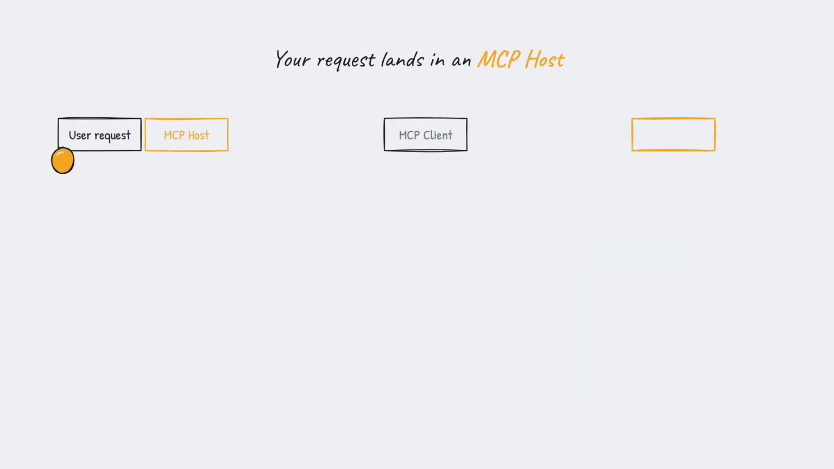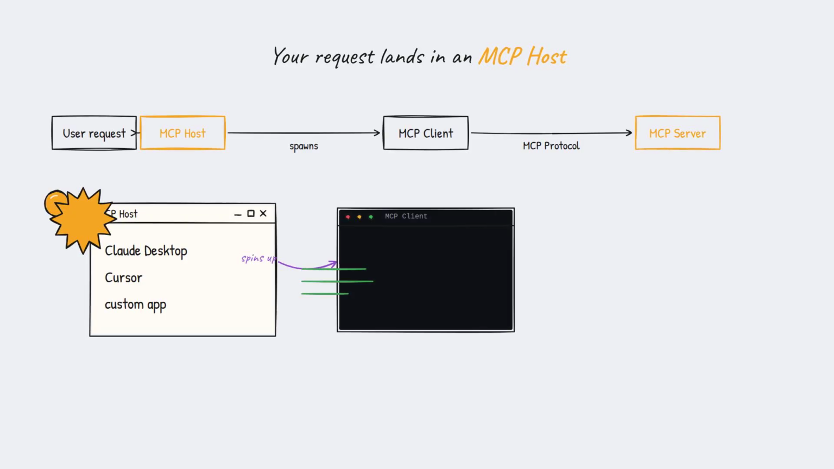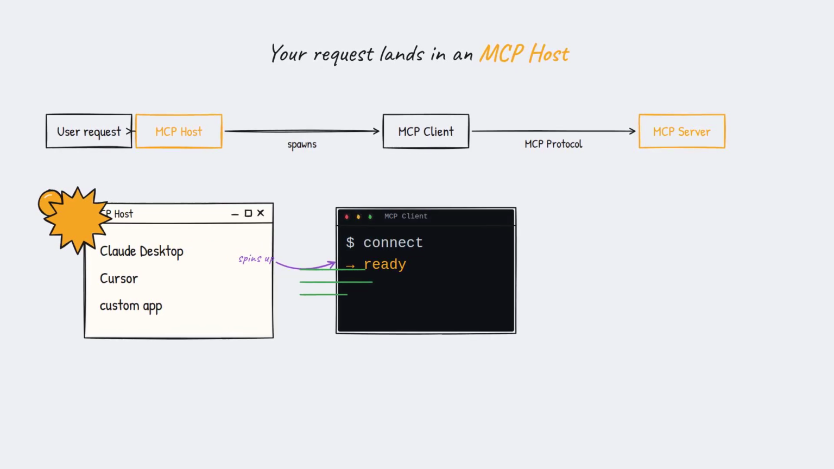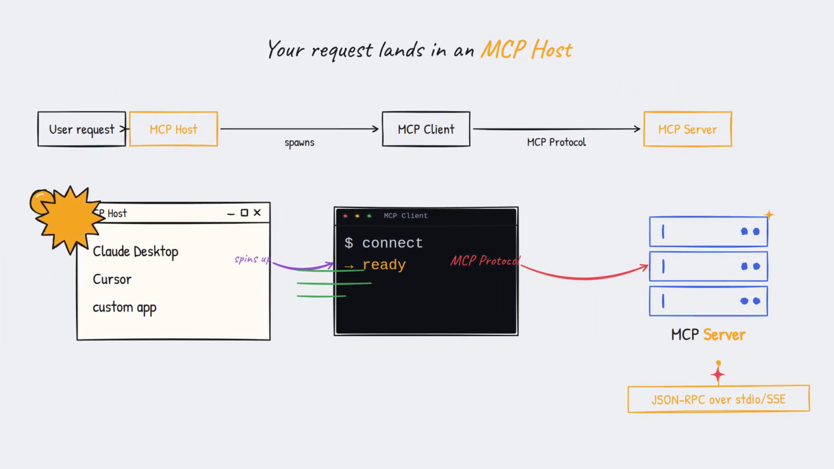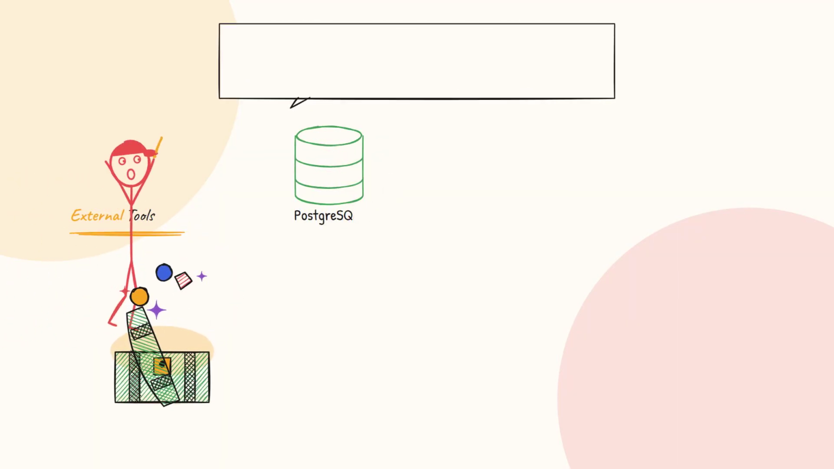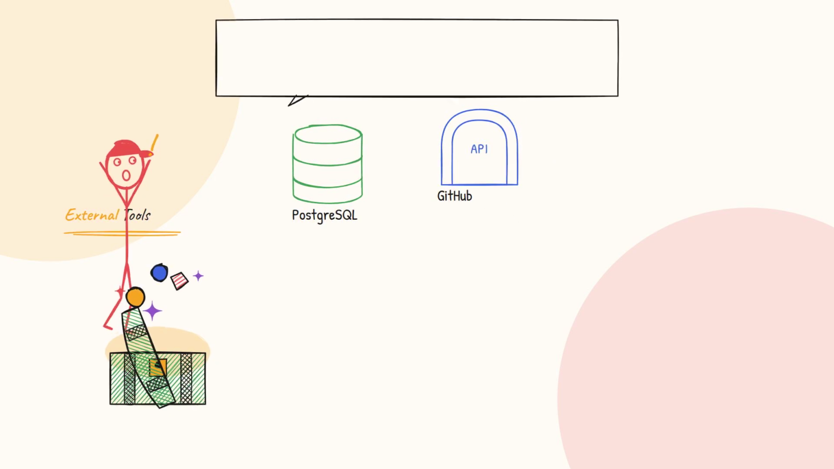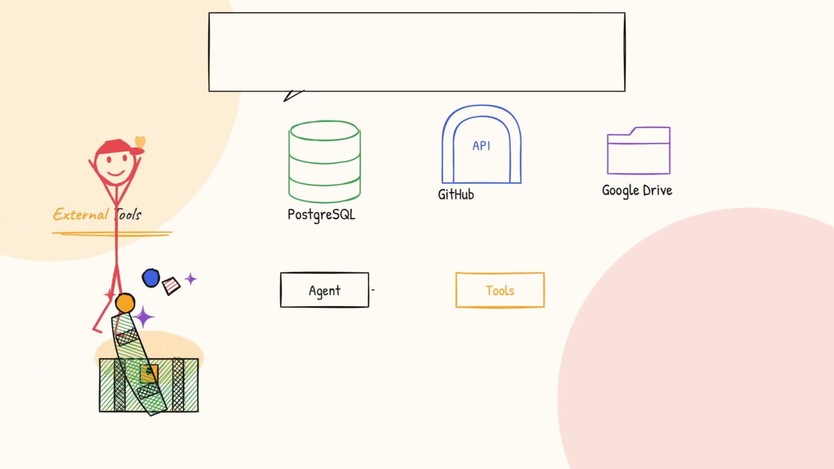Your request lands in an MCP host: Claude Desktop, Cursor, or a custom app. The outside data? It spins up an MCP client, which crosses the MCP protocol to reach an MCP server. The MCP server pries open the external tools chest: DB links to PostgreSQL, API links to GitHub, file links to Google Drive. Agent to tools, that's it, that's MCP.